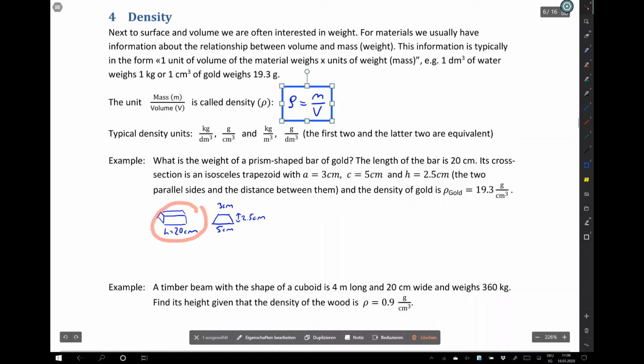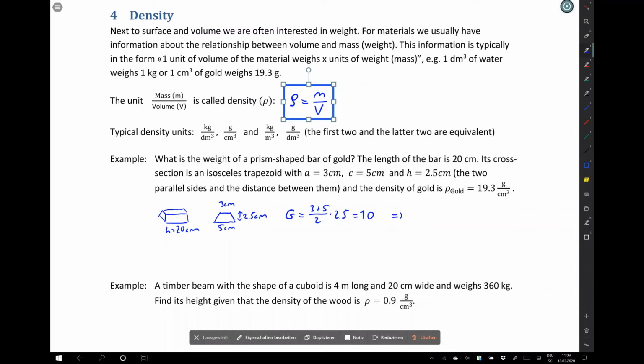This is the bar, a prism with a trapezoid as a base face. We see it here. So we can now calculate the area of the trapezoid, which is 10, and the volume is then the base face times the height. So 10 times 20, we get 200 centimeters cubed. Solving the formula for the density for m, we get m is v times rho.